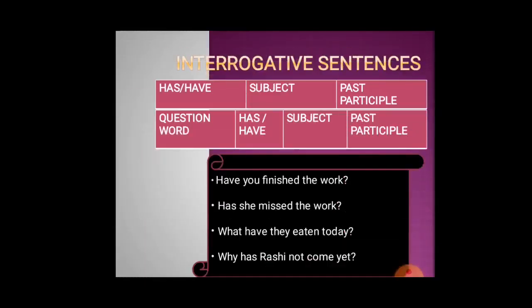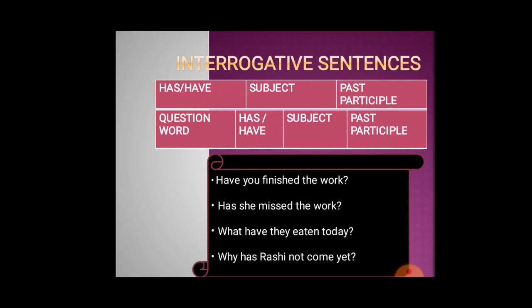Now interrogative sentences. Here it begins with has or have, then the subject and then the past participle. Again, if the subject is singular, we'll use has, and if it is plural, then we'll use have. For example, have you finished the work? Has she missed the work?